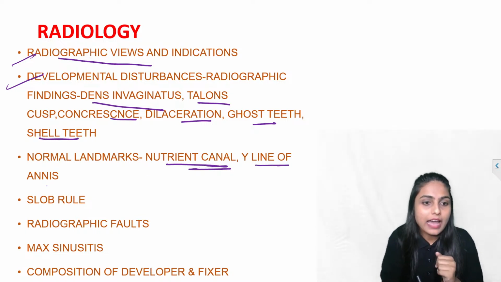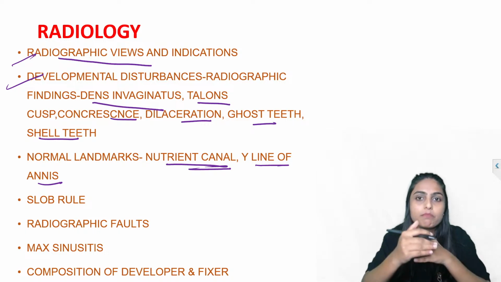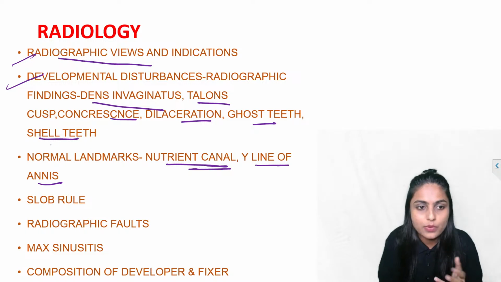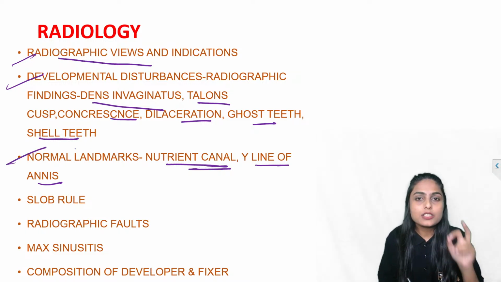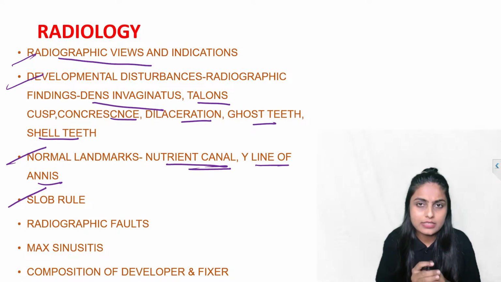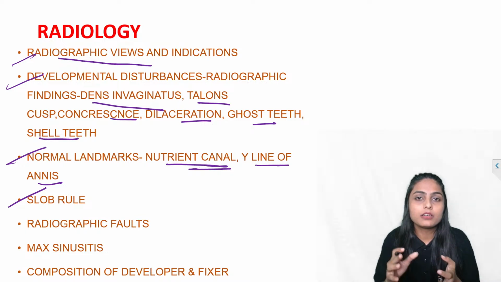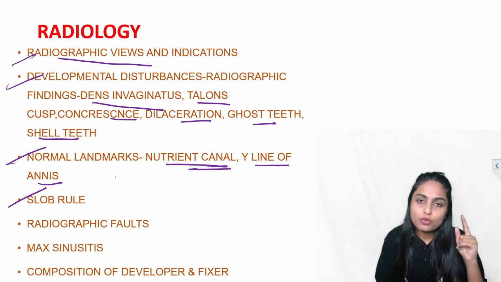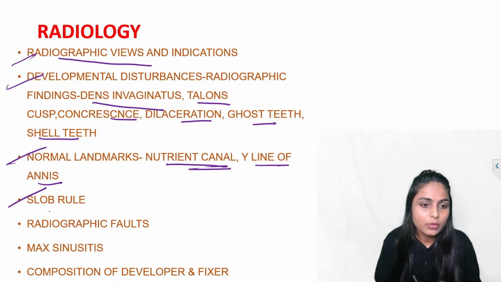And the Y line of Ennis. Which structures superimpose to form this Y shape, the Y line of Ennis? That is very important. Next, most important, the SLOB rule. Many questions were asked based on the SLOB rule. It is also called the buccal shift, buccal object rule, or tube shift technique. It is also called all of these. So we are going to discuss the SLOB rule.